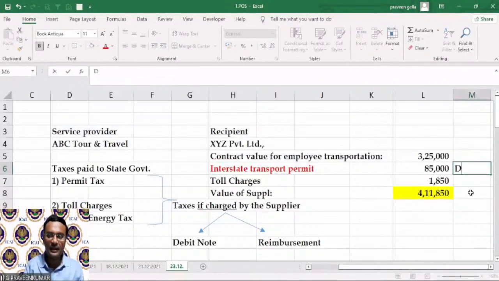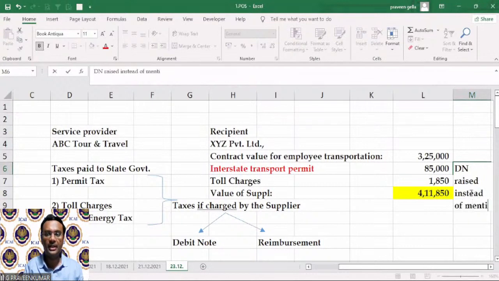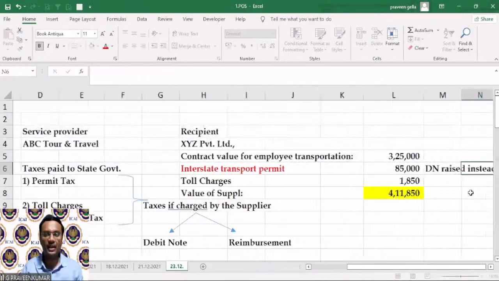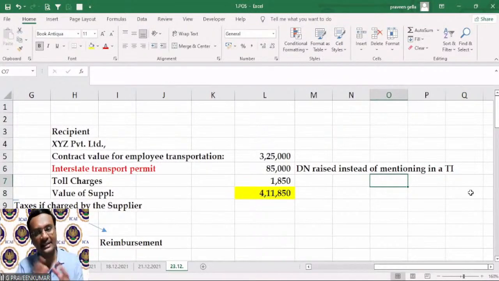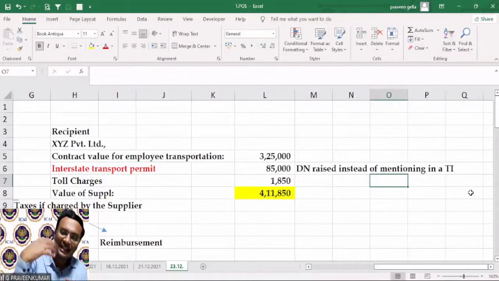So what if a debit note is raised instead of mentioning it in a tax invoice? The question is valid. People try to find ways to get away from the taxation. I would say money recovered in relation to supply.